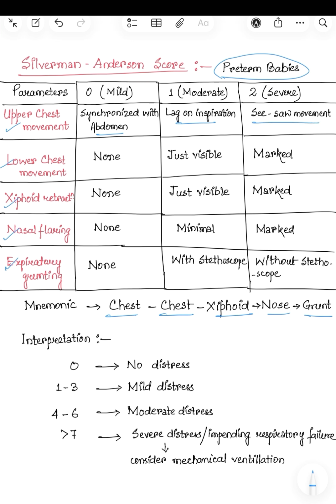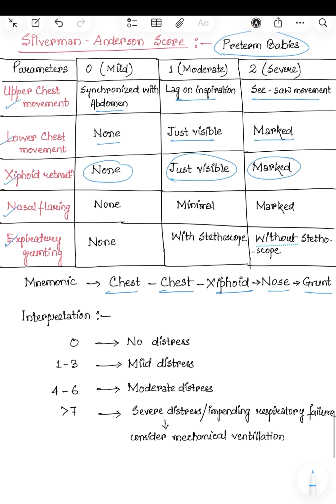Coming to lower chest movement, if there is no lower chest movement, the score will be 0. If the lower chest movement is just visible, the score will be 1. And if there is marked lower chest movement, the score will be 2. Coming to xiphoid retraction, if no retraction, then the score is 0. If the xiphoid retraction is just visible, the score is 1. If the xiphoid retraction is markedly visible, the score will be 2.